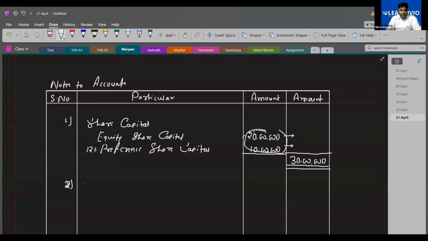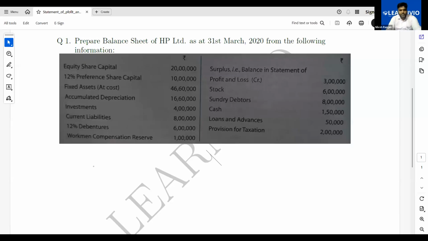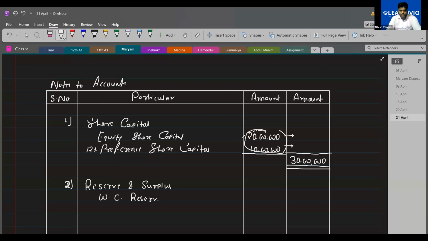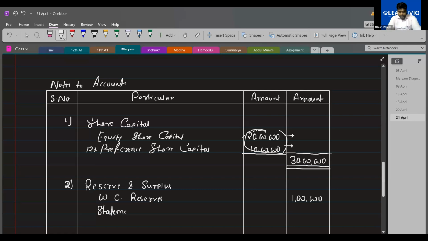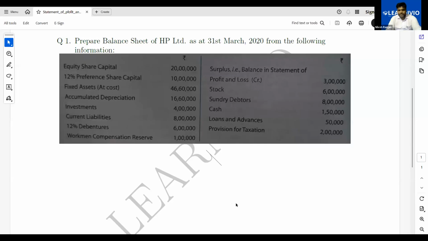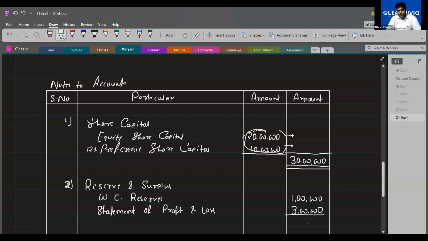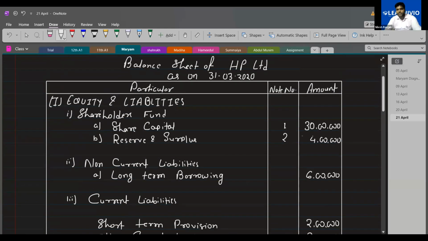Now the second, number two, we have assigned to reserve and surplus. In reserve and surplus also there are two amounts: workman compensation reserve. I'm writing in short, but you don't have to do it. You have to write the full workman compensation reserve. The amount is 1 lakh for workman compensation reserve. And then there is the balance in statement of profit and loss, which is 3 lakh. So the final amount is 4 lakh. This is written in reserve and surplus here.